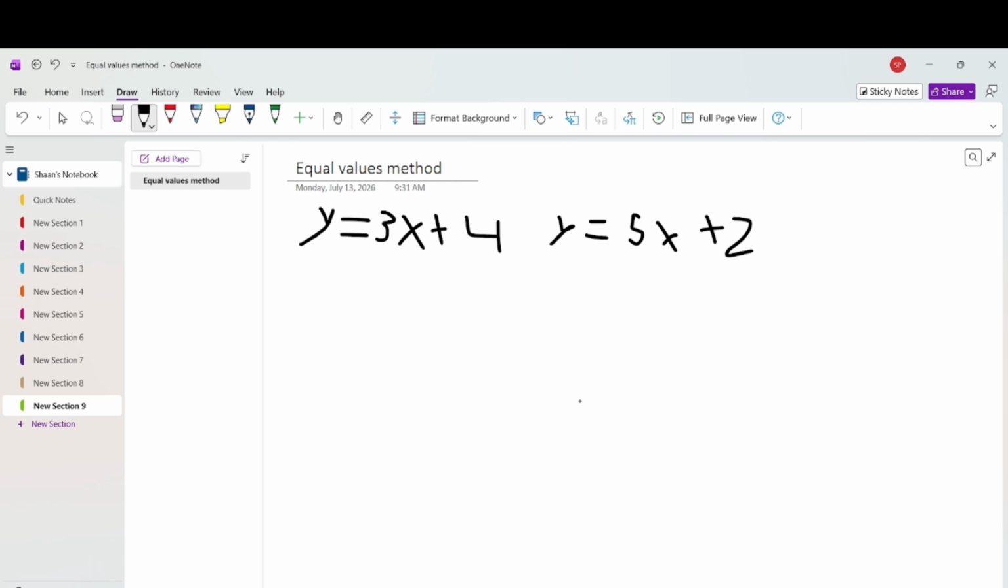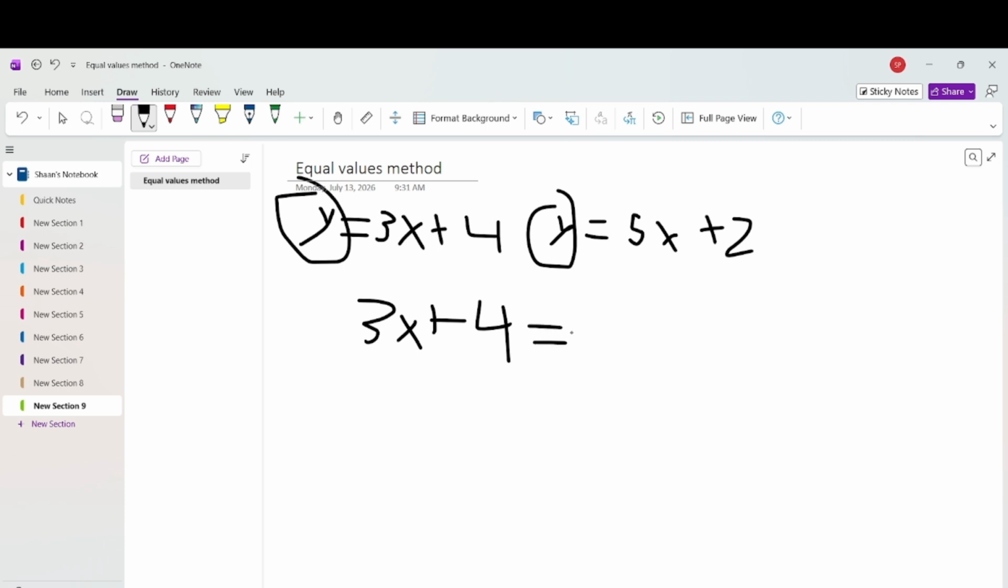So what the equal values method essentially means is that if 2 equations are equal to the same thing, then they're equal to each other. What this means is that both of these equations right here, 3x plus 4 is equal to y and 5x plus 2 is equal to y, they're both equal to y, which means that they are equal to each other, which means that 3x plus 4 is equal to 5x plus 2. So then we can write the equation 3x plus 4 is equal to 5x plus 2.